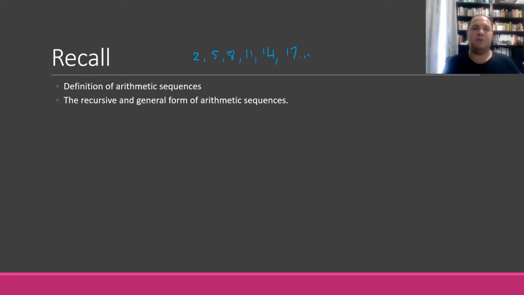We also want to recall the recursive and general form of our arithmetic sequences. So remember, we've got something like t1 equals some number, and then our next term, tn plus 1, is the term we're looking at plus whatever our common difference is. That's our recursive form, and our general form, tn equals t1 plus n minus 1 d. So remembering those two from previous lessons.